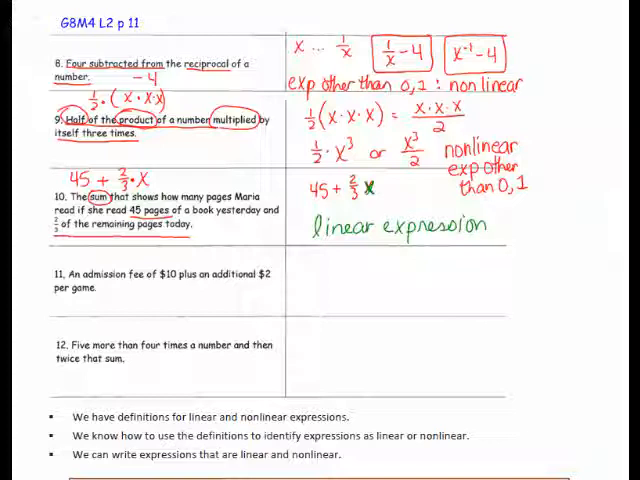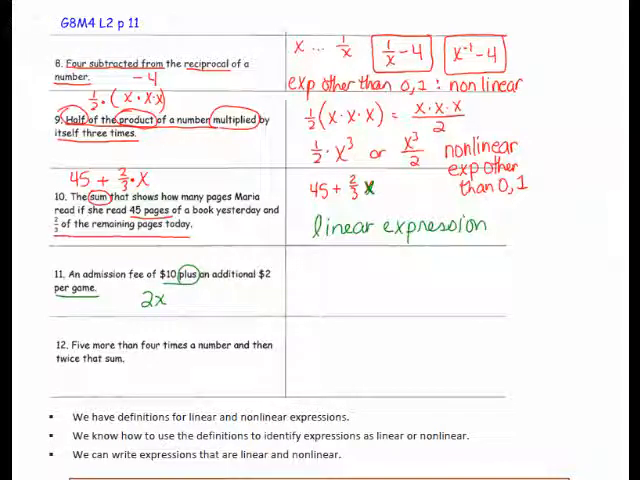Number 11, an admission fee of $10 plus an additional $2 per game. Pause the video and complete number 11. You'll be paying $10 plus an additional $2 per game. Well, how do you write $2 per game when you don't know how many games it is? That would be 2 times a variable for the number of games. We'll let x equal the number of games, and $2 per game would be written as 2x.